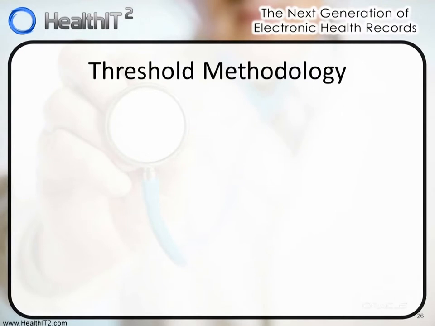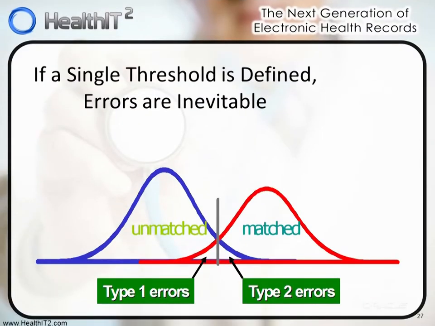So a couple key points as we near the end of this presentation. What is the threshold methodology that we discussed, and why is there two thresholds? To really understand that, we first look at an example where there's one threshold. So we're showing here on this slide a representation of two bell curves, and those represent records that do not match and do match when you're comparing a query of one record against the index.